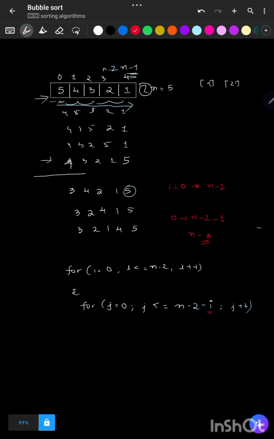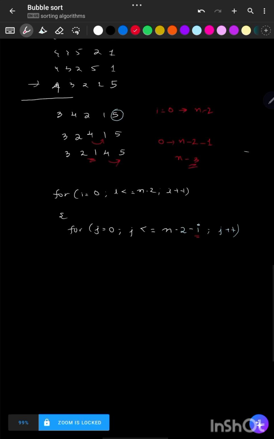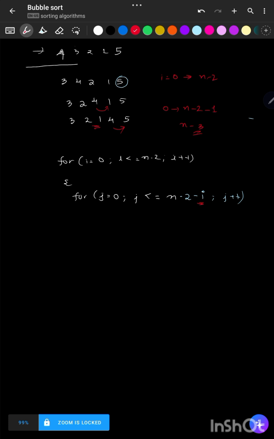So now the comparison will stop at this. That is, 4 will be compared with 1 and it will stop. Again 4 will not be compared with 5 and so on. That's another optimization which can be done.